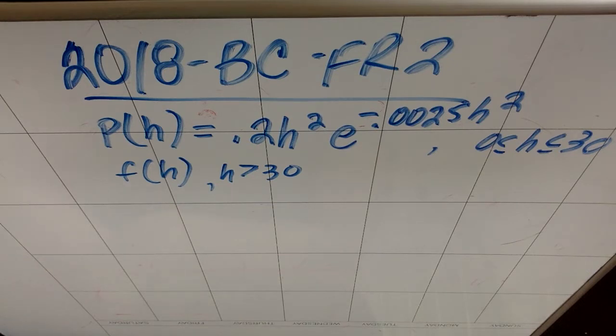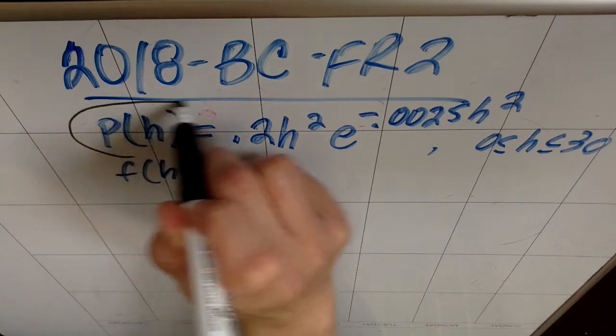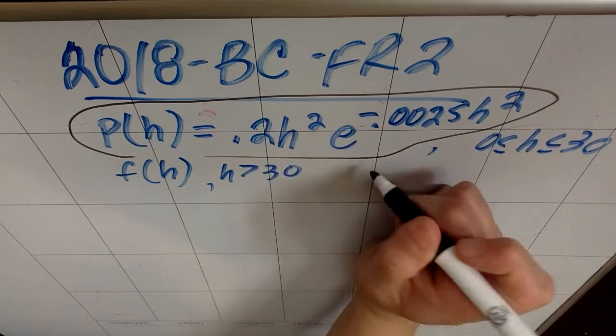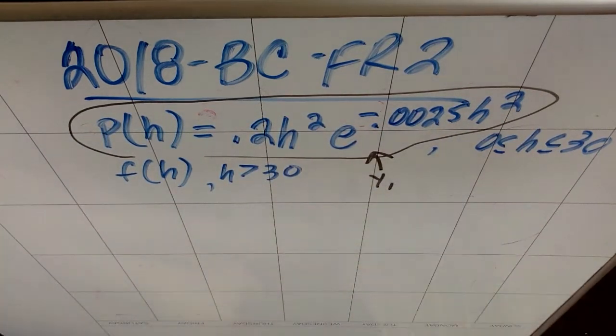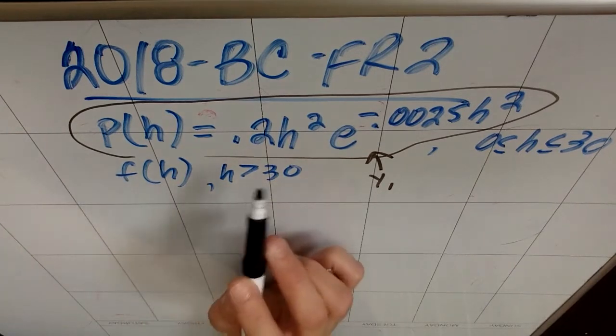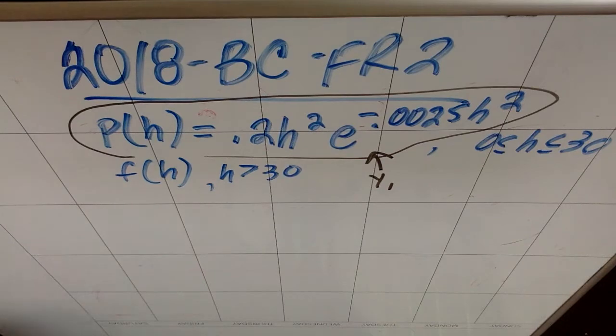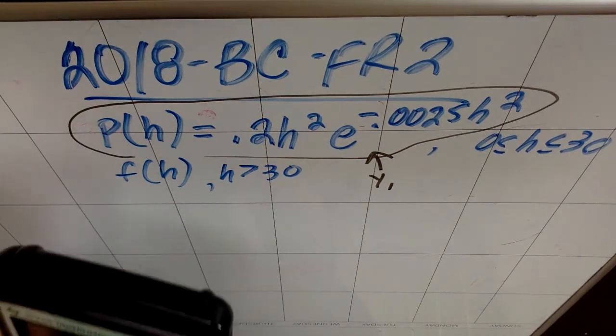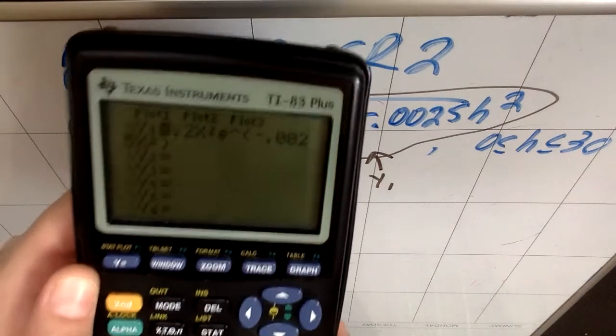Part A, find P prime of 25. Using correct units, interpret the meaning of P prime of 25 in the context of the problem. So the first thing I did was type this function into my calculator as y1, because it's a calculator section. My y was the P, and my x stands in for h, right?